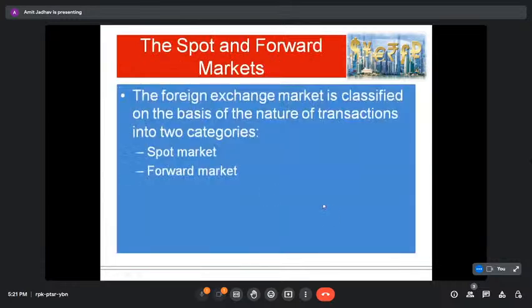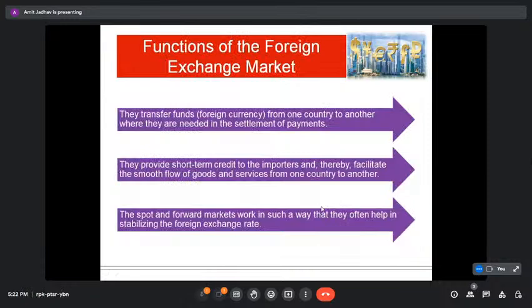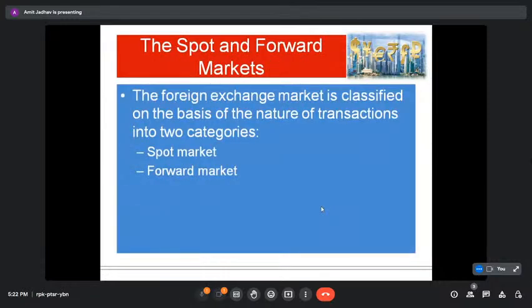So basically, we have the main transactions or main parts of the foreign exchange market. First, we have the spot and the forward market. So the market can be divided into two categories. Basically, the foreign exchange market is classified on the basis of its nature and transactions into two types. First, we have the spot market, and another is the forward market.